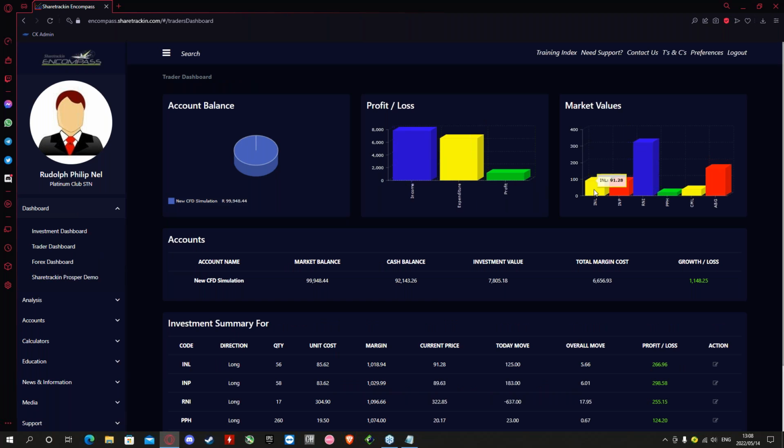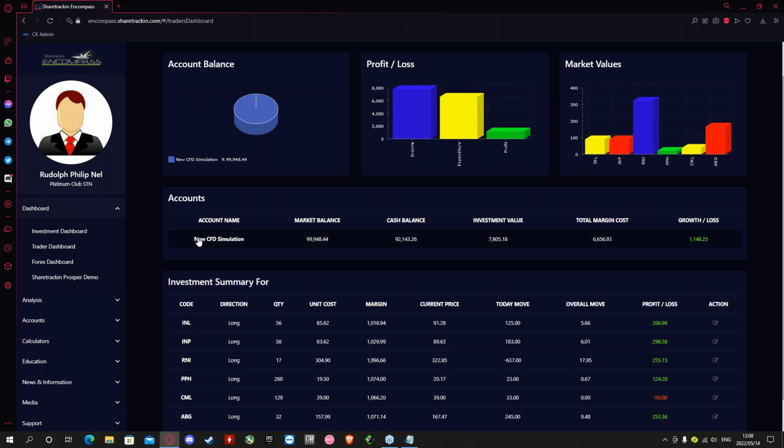On the right hand side, there's our market value. This is all the shares that we currently have with all their market values, what they're currently sitting at. And then below that would be your accounts, so your CFD simulation or new CFD simulation, depending on what you name your account.